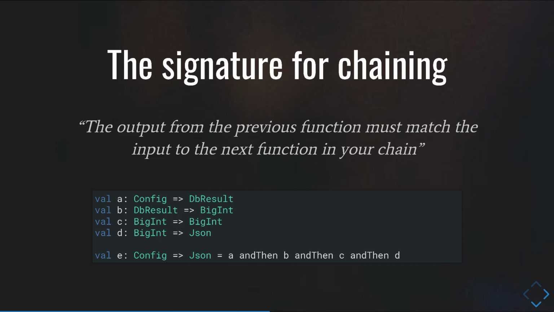Here we have a config to db result, a db result to big int, a big int to big int, and then a big int to JSON. Now because each signature in the chain matches up, as in the output of A, db result, matches the input to B, db result, etc., then we can produce a composed function of A and then B and then C and then D. But we couldn't do an A compose B compose C compose D, because that's the same as D and then C and then B and then A.